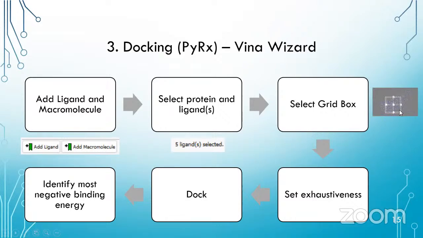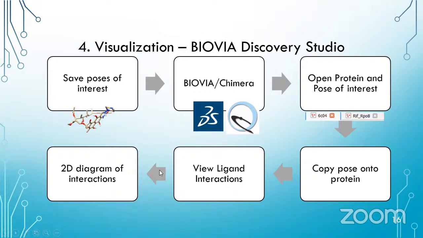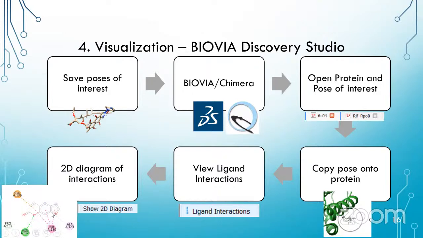Then you will select your grid box and bring it to the size that you want. You will set your exhaustiveness based on your computational power. Then you will dock it and identify the most negative binding energy. Then you can visualize it. You can save the poses of interest. As you can see, it will just give you a protein structure and a ligand structure. So you will use Chimera or BioVia to visualize it with the protein, where you can open it with both. And this part is largely based on BioVia because it gives you information about the residues too. So you open both, copy the ligand onto the protein, view the ligand interactions by selecting these options, and show the 2D diagram by doing this. So this is how you dock and visualize ligands and proteins.